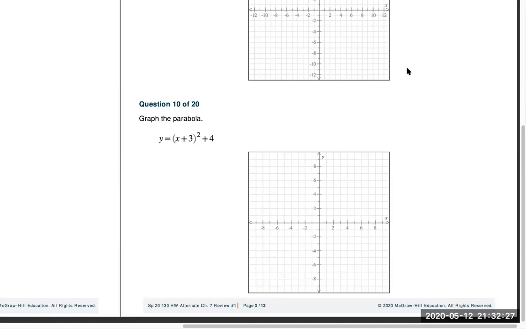And I just want to make note that this is vertex form here. y equals a times x minus h, the quantity squared plus k. So I just want you to be very mindful that you need to be very careful finding h and k. Oftentimes these signs are switched and that'll mess up your graph quite a bit.